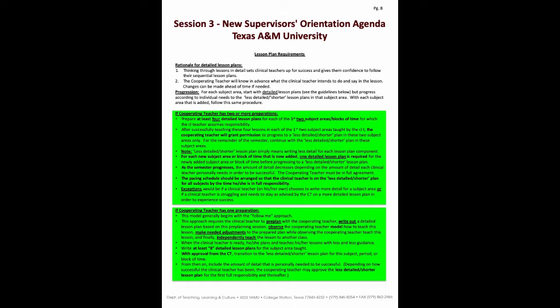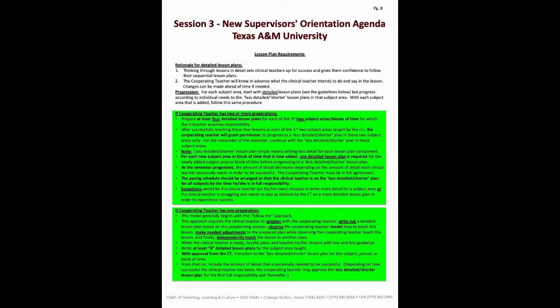The next section is if cooperating teacher has 1 preparation. Note that it states, this model generally begins with the follow me approach. This approach requires the clinical teacher to pre-plan with the cooperating teacher, write out a detailed lesson plan based on this pre-planning session, observe the cooperating teacher model how to teach this lesson, make needed adjustments to the prepared plan while observing the cooperating teacher teach this lesson, and finally, independently teach the lesson to another class.